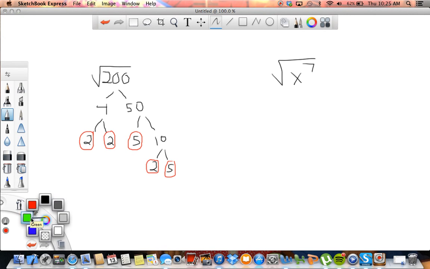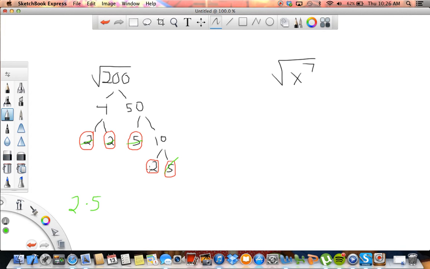So what we're going to do is go through and cross out our pairs. I've got a pair of 2's here, so cross them out, write down the number 2 one time. And then look here, I've got a 5 here and a 5 here. I'm going to cross those out, write it down. And then do I have any more pairs?